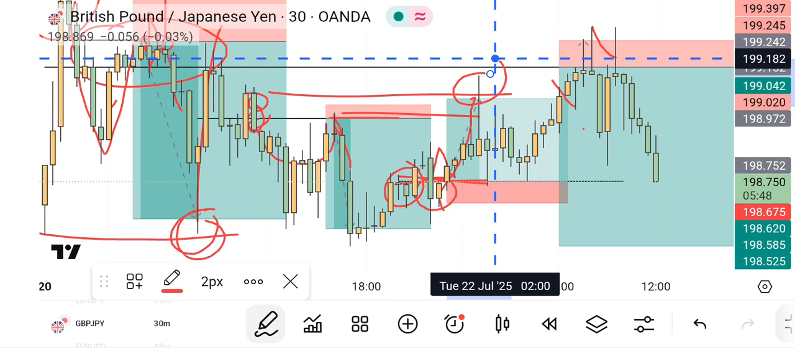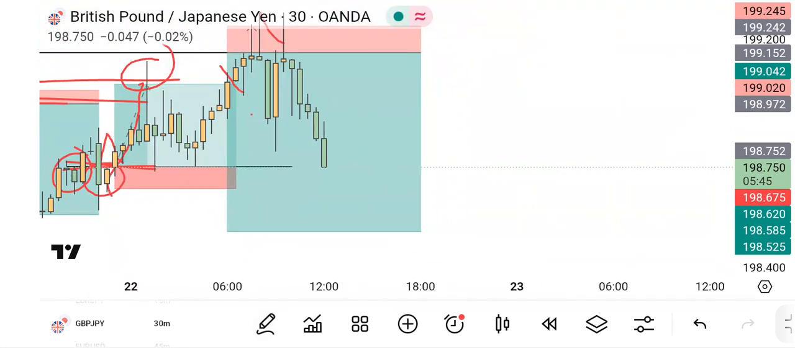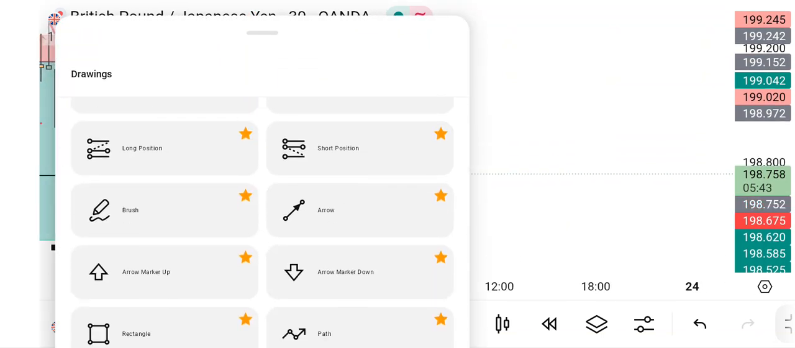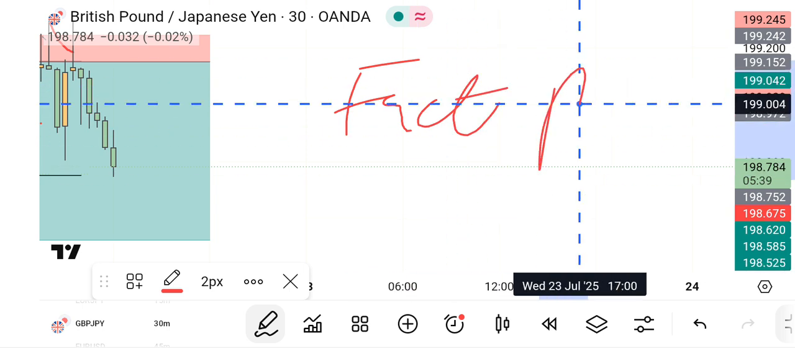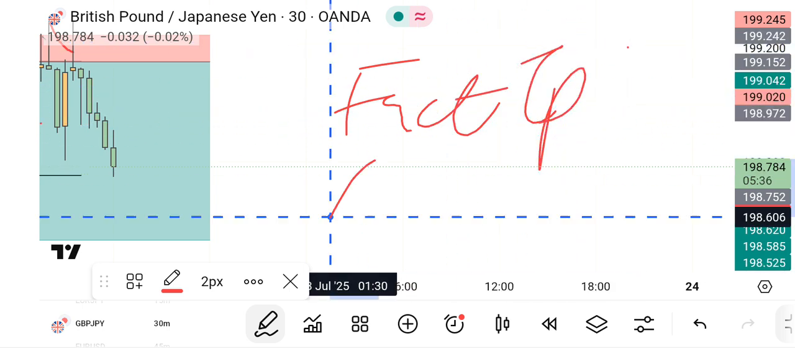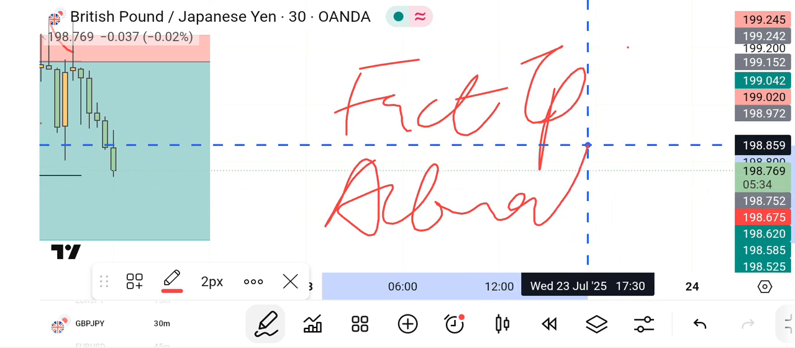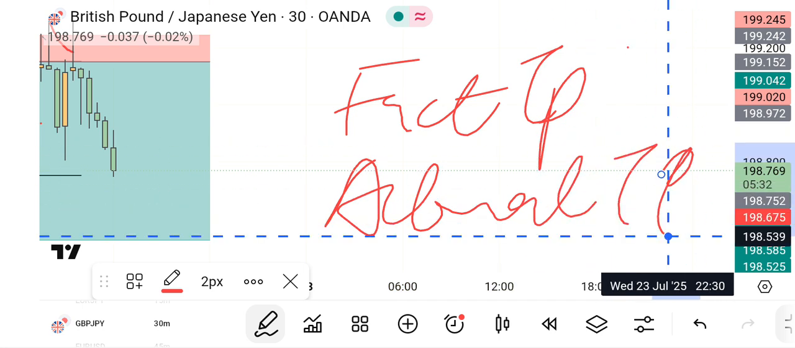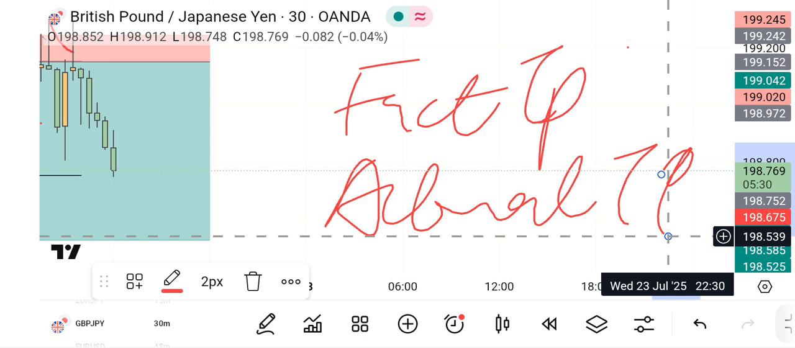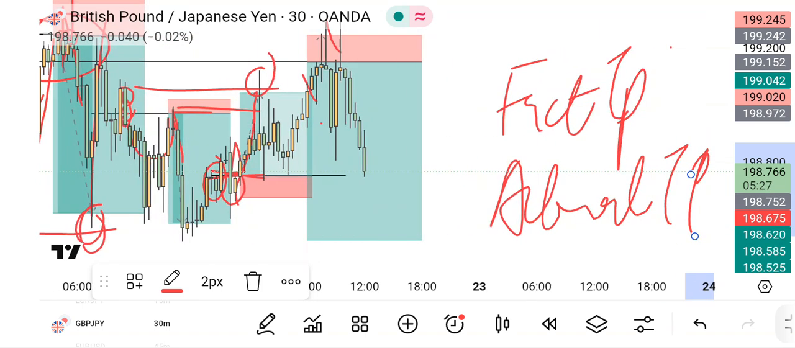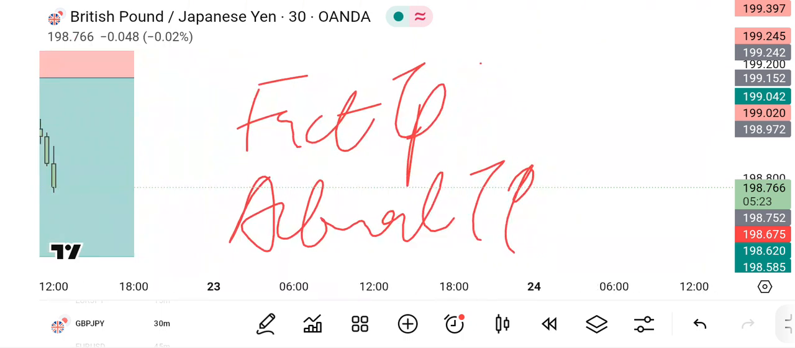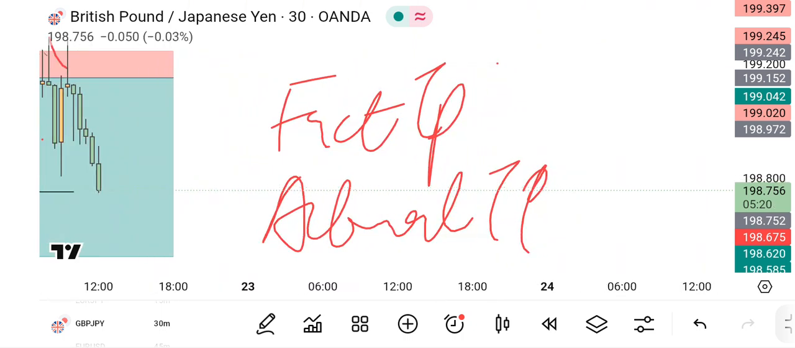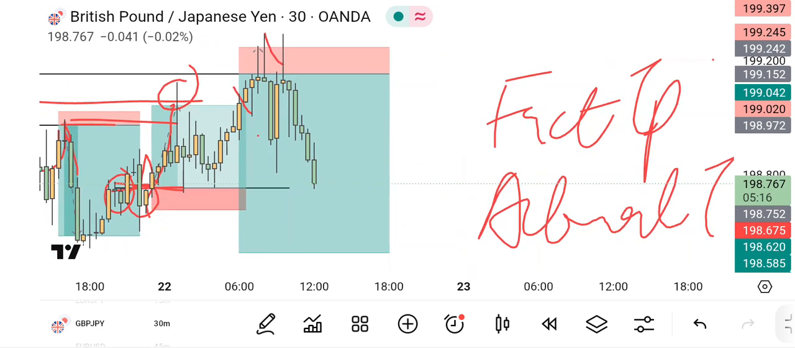That was like, there are two TPs in trading. You have the fact TP and the actual TP. So the actual TP is just the TP that you know that this is where the price will get to. That's the actual TP. But the fact TP is just like imagination TP, where you imagine the price to get to. So that's just it.